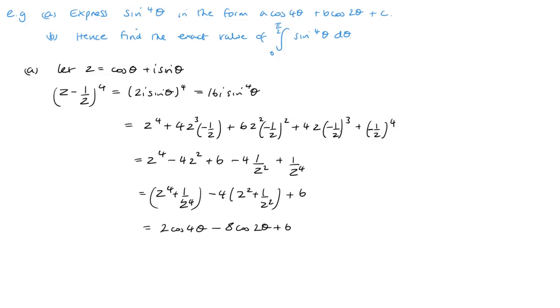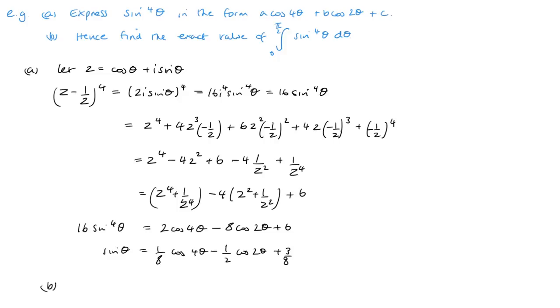And I apologise, I've just spotted a mistake. This i is to the power 4. So that is just 16 sine to the power 4 theta. So this is 16 sine to the 4 theta, which means that sine to the 4 theta is 1 over 8 cos 4 theta minus 1 over 2 cos 2 theta plus 3 over 8.